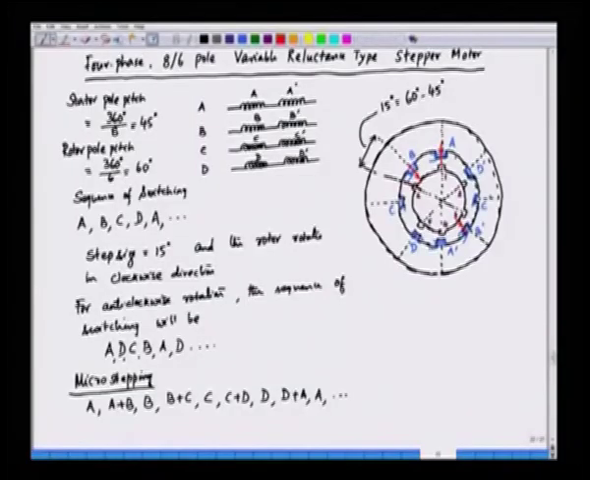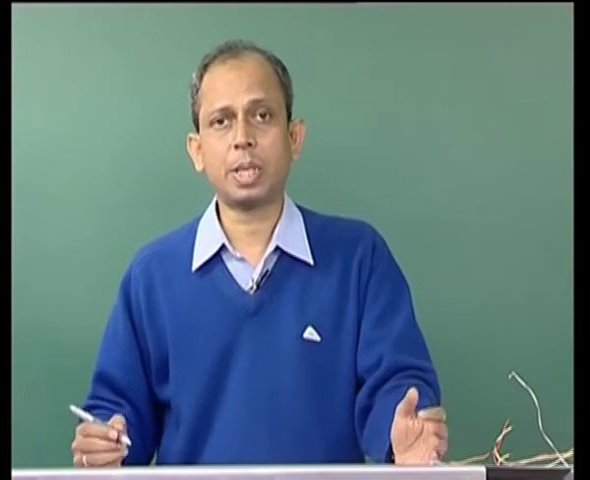So, it will be occupying an intermediate position, which is 15 degrees by 2. In fact, what happens here is that pole 6 tries to come below phase B and pole 1 tries to go a little away from phase A, and this angle is 7.5 degrees. So, the step size here is 15 degrees by 2, which is 7.5 degrees, and this is for the same clockwise rotation.